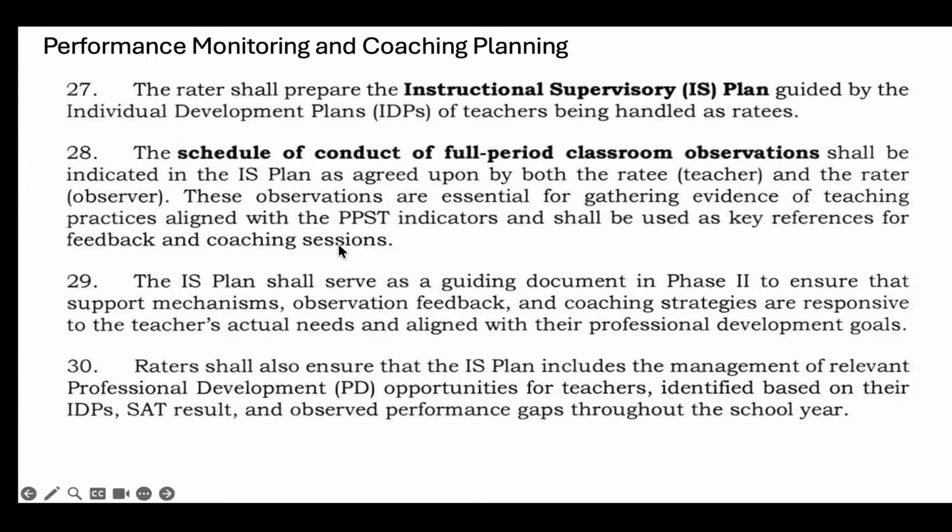So these observations are essential for gathering evidence of teaching practices aligned with the Philippine Professional Standards indicators and shall be used as key references for feedback and coaching sessions. So the instructional supervisory plan shall serve as a guiding document. So in phase 2, you're going to ensure that the support mechanisms, the observation, the feedback, and the coaching strategies are responsive to the teacher's actual needs and aligned with their professional development goals. In paragraph 30, we see that raters shall also ensure that the instructional supervisory plan includes the management of relevant professional development opportunities for teachers.